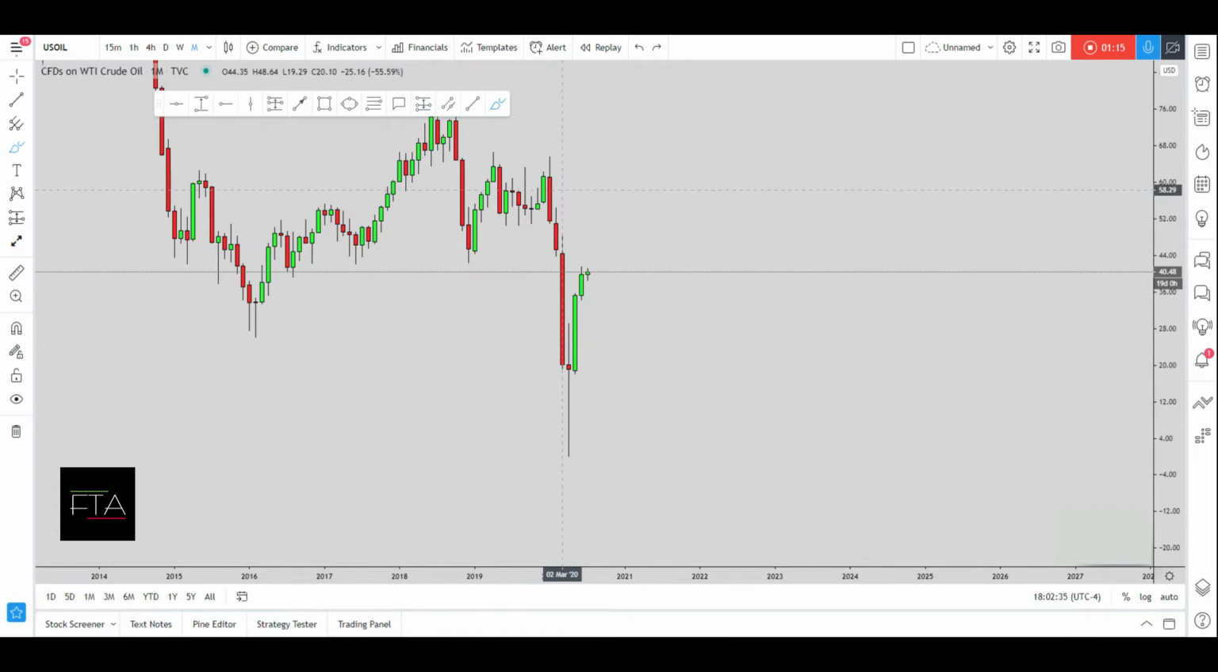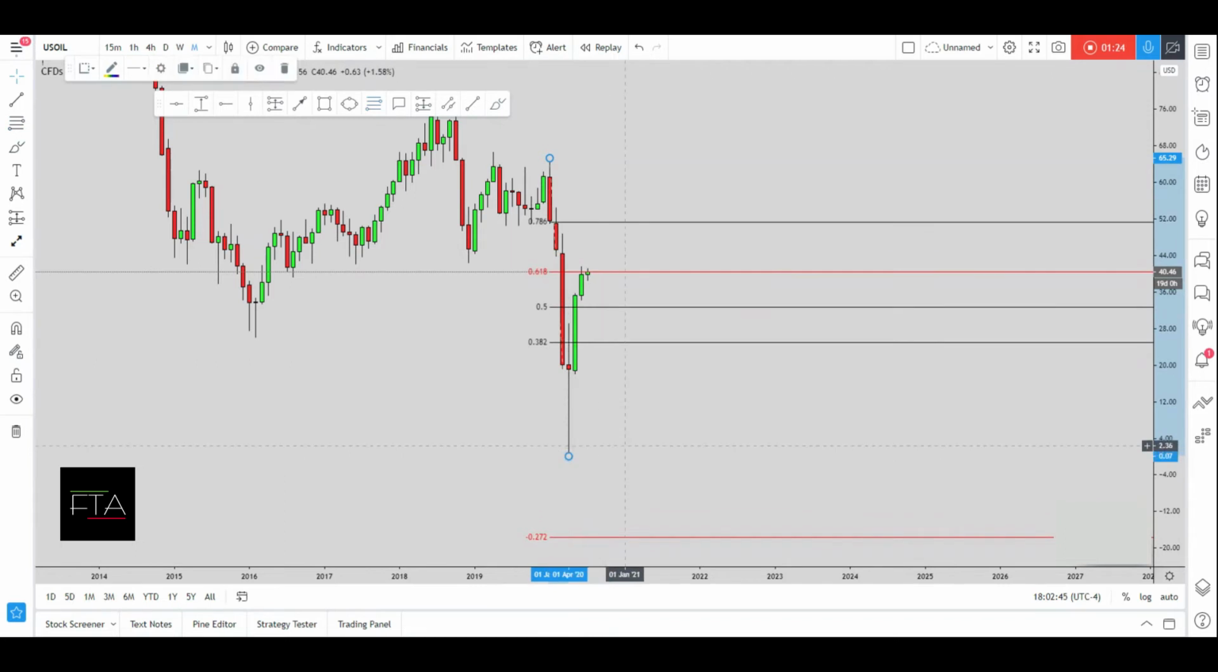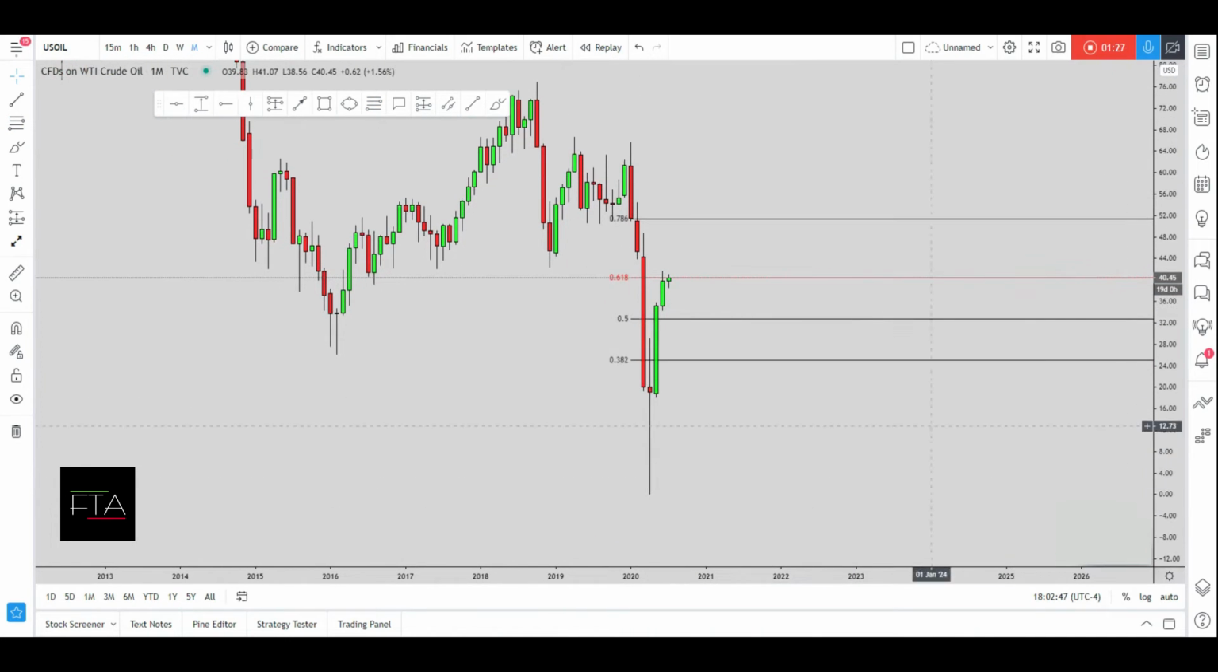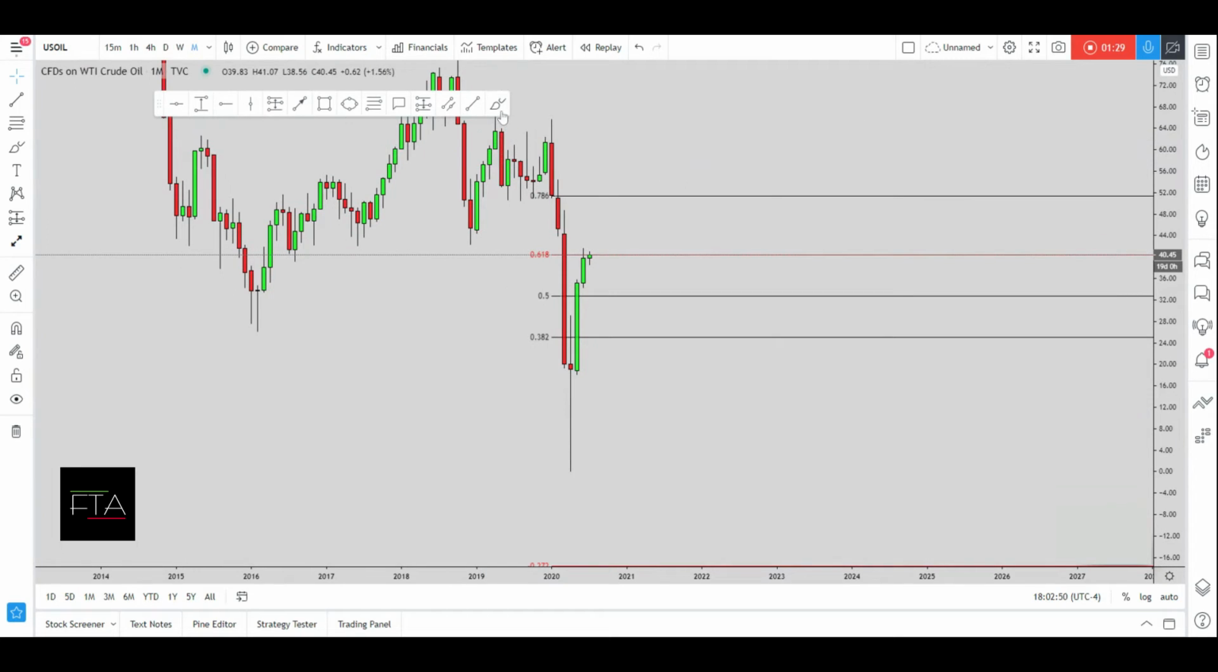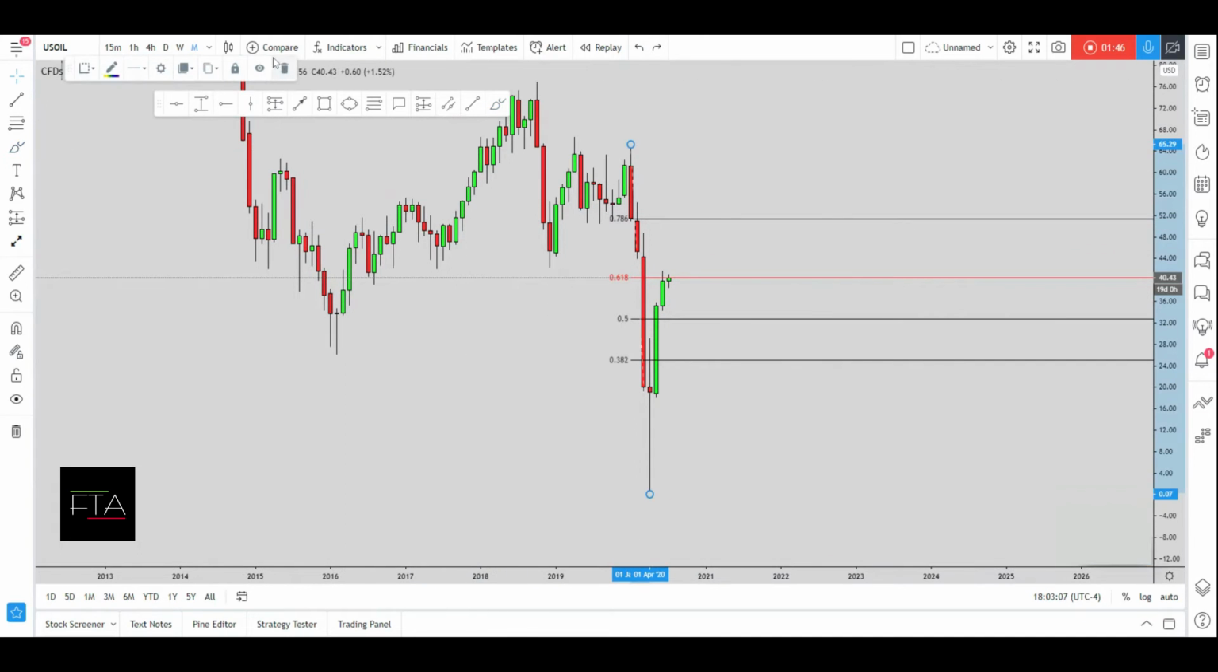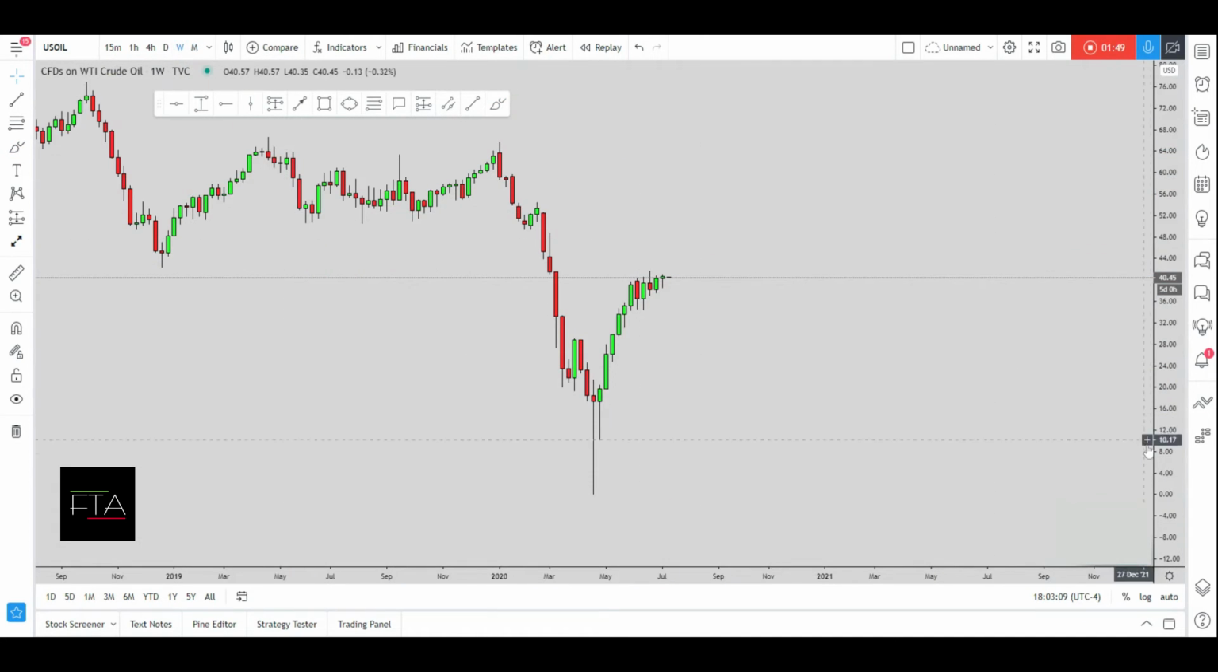So let's make a full breakdown. From a monthly, as we said, we have the impulse and the correction. Now, if you want to measure the correction, what are we supposed to be doing? Taking our Fibonacci from the high to the low of the impulse. And by doing that, what we can clearly see is that the market is currently testing the 0.618 Fibonacci retracement. And from here, we definitely expect the market to make a move to the downside and reject the zone.